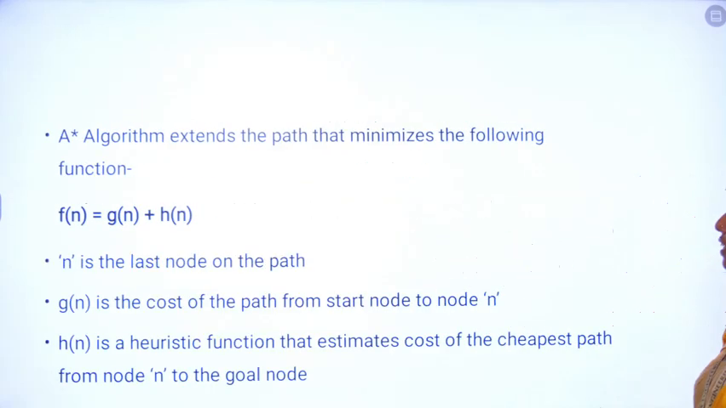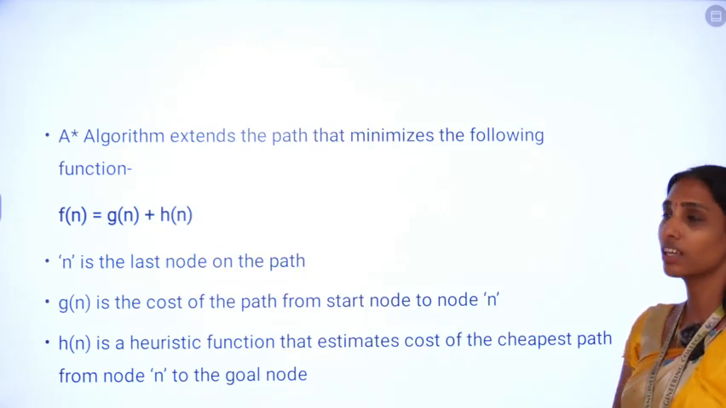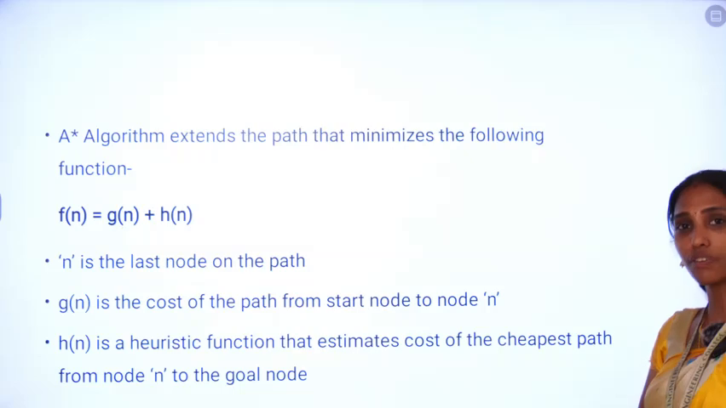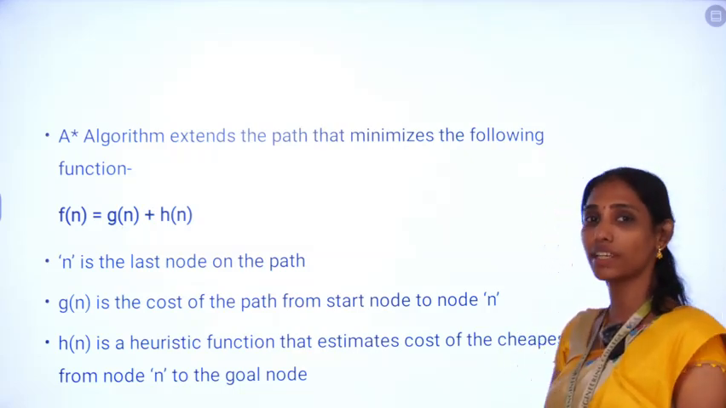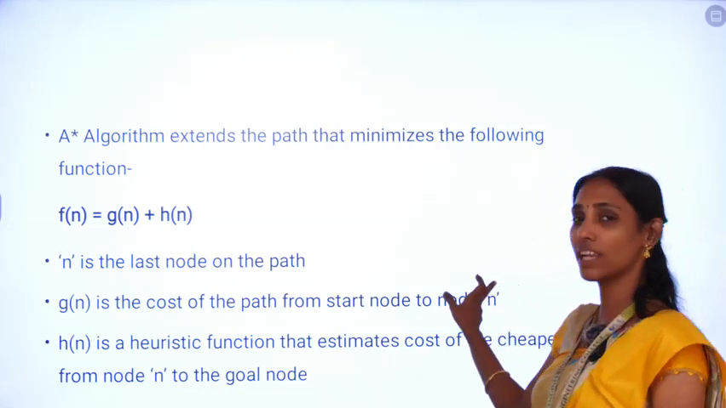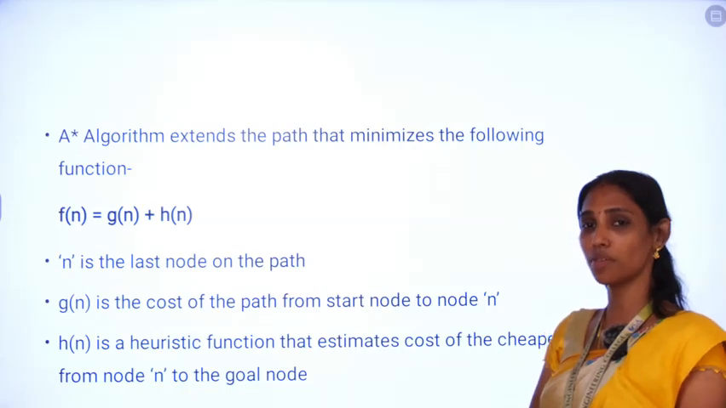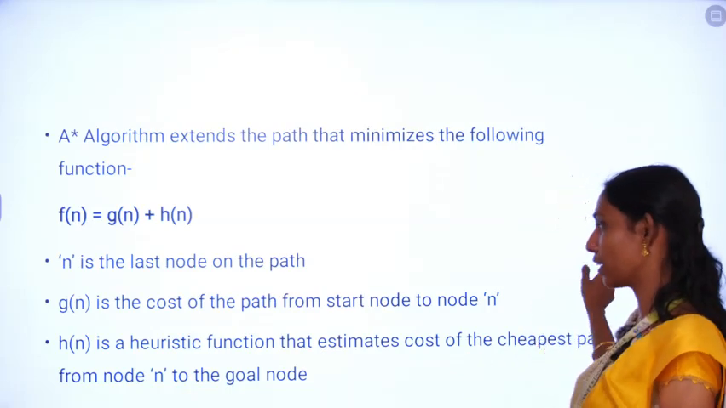In this, it minimizes the function using the formula f of n is equal to g of n plus h of n. So this f of n is the estimated value of the node, found from g of n and h of n. Here h of n is the heuristic function value, and g of n is the cost of that particular node.